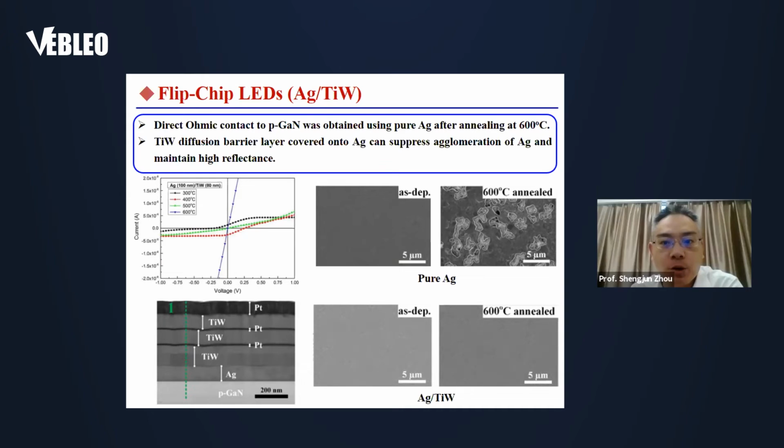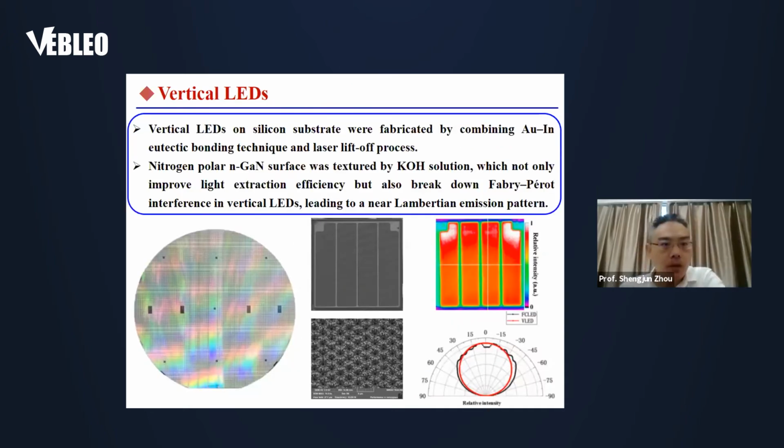Vertical LED on silicon substrate were fabricated by combining gold laser lift-off process. Nitrogen polar N-type gallium nitride surface was textured by wet etching solution, which not only improves light extraction efficiency, but also breaks down Fabry-Perot interference in vertical LED, leading to a Lambertian emission pattern.